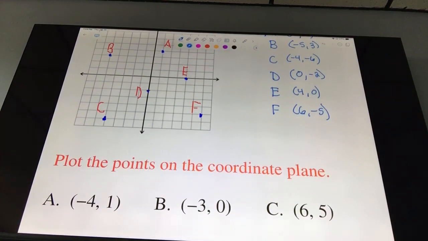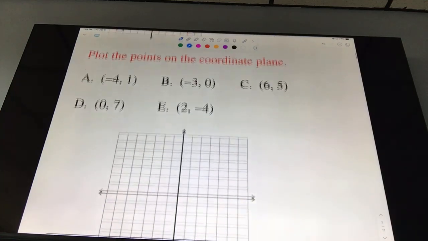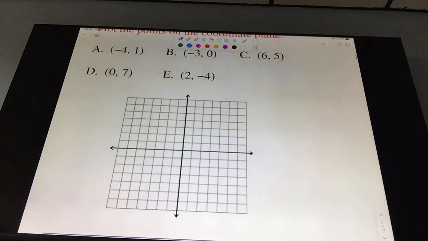Okay, conversely, I'm giving you 5 points here. Plot them on this graph. I'll give you about 90 seconds. Put a letter A next to the point when you plot A, B next to B, etc. Remember, X is the first coordinate, Y is the second coordinate.